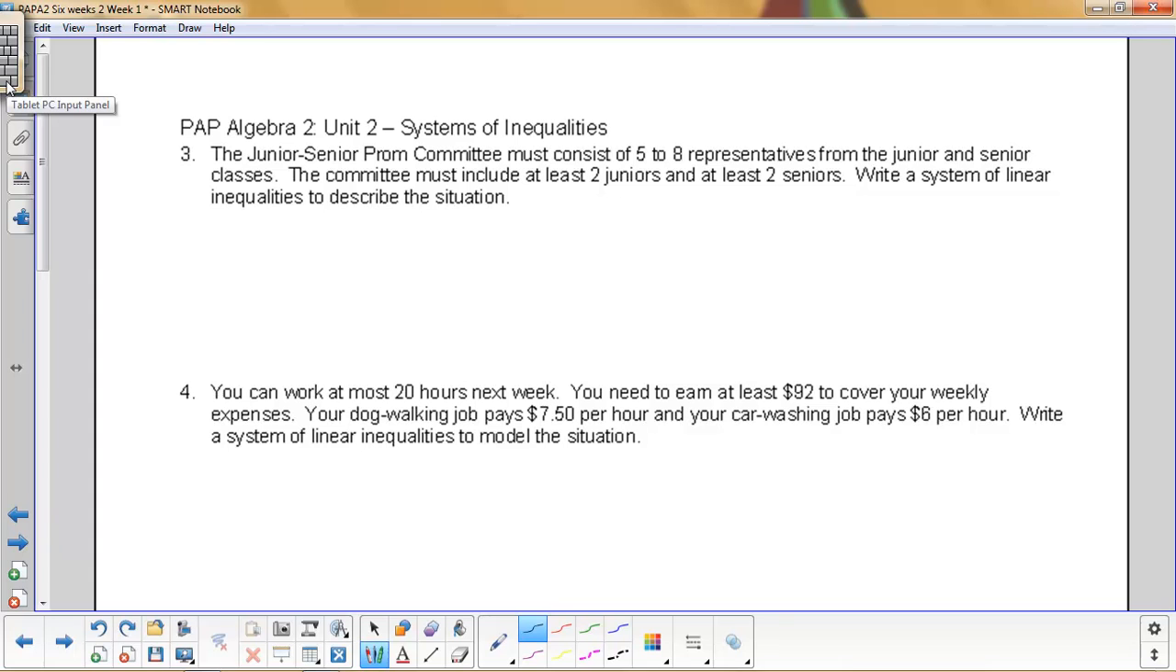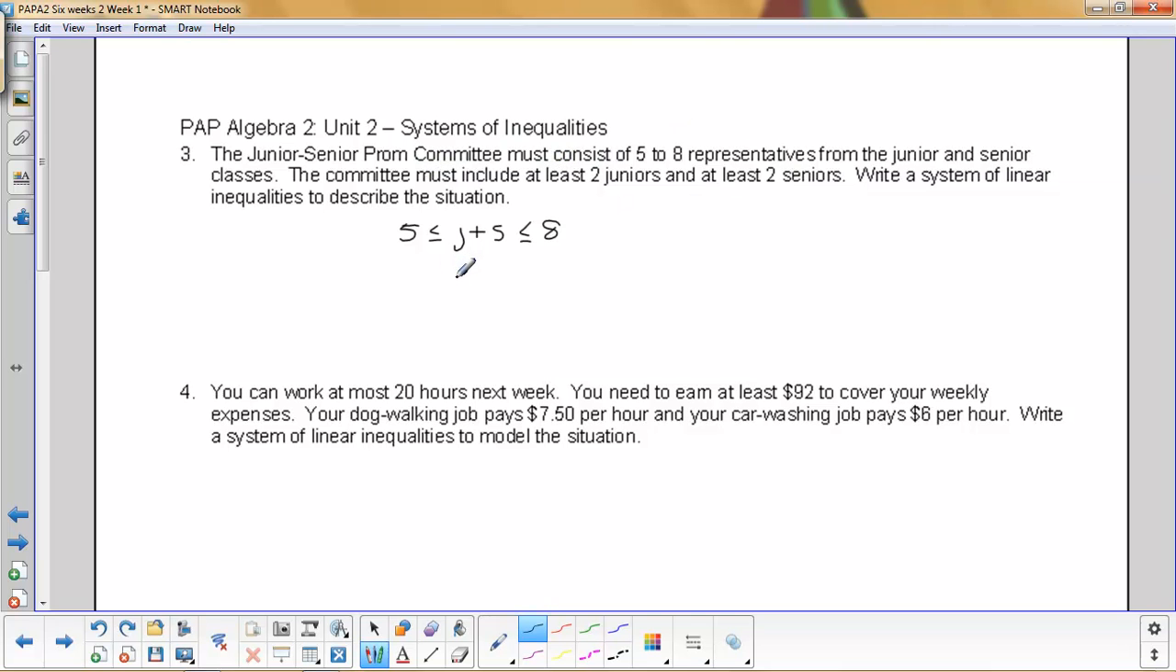Application of word problems. It's very important for you to see and understand how to translate the English into math. So remember, we've got to have between 5 and 8 representatives from the junior and senior class. So that means that 5 is the least amount of juniors and seniors we can have, and 8 is the most that we can have. Okay?